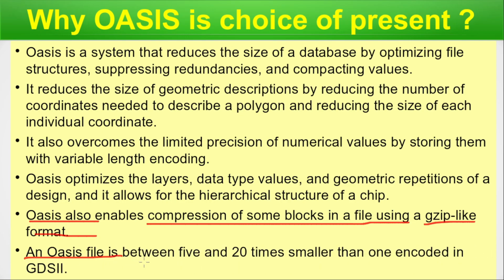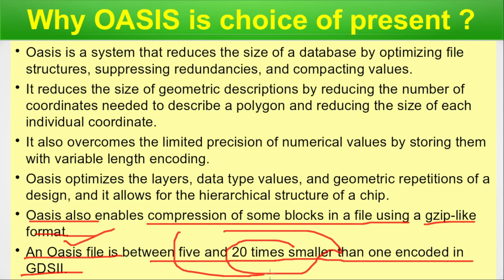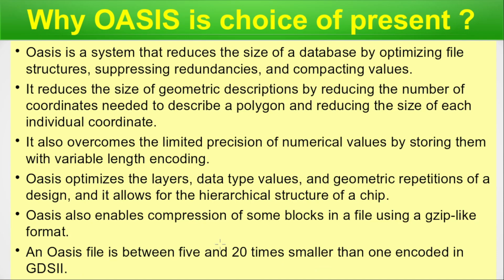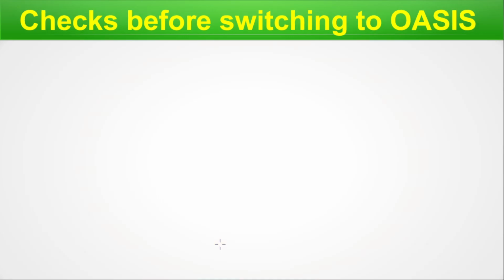Next, an OASIS file is between 5 and 20 times smaller than one encoded in GDS2. So an OASIS file is up to 20 times smaller. Maybe it starts from 5 times and goes up to 20 times smaller. So 5x to 20x smaller size of an OASIS file as compared to GDS2. That's why all these points signify why the OASIS format is the choice of the layout designer today. We're done discussing this slide. Let's move on to the next slide.